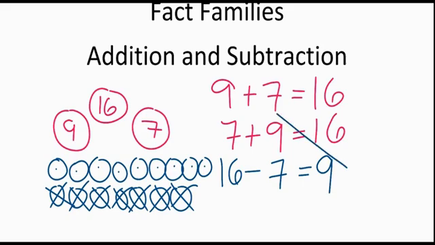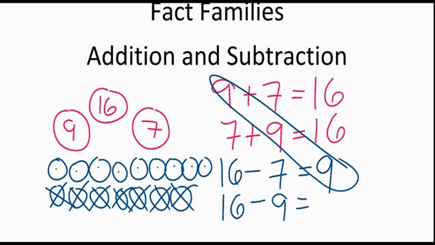Check this out right here. We've got 9 all the way across. 9 plus 7 equals 16. 7 plus 9 equals 16. 16 minus 7 equals 9. Now, lastly, let's take a look at 16 minus 9. Some of you have already figured this out. You should know what this answer is going to be just by looking at this.